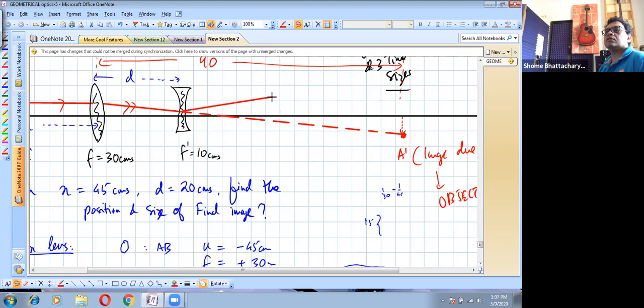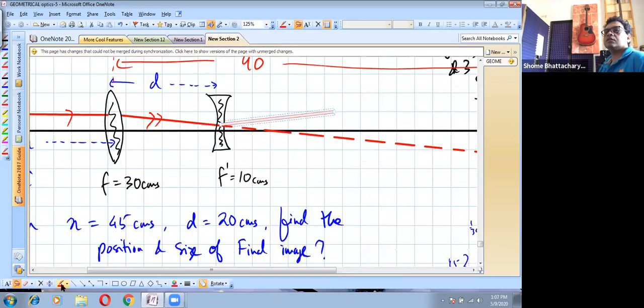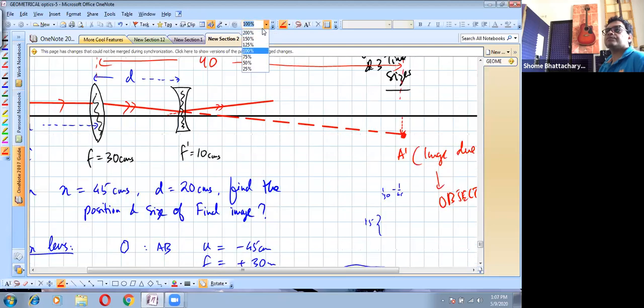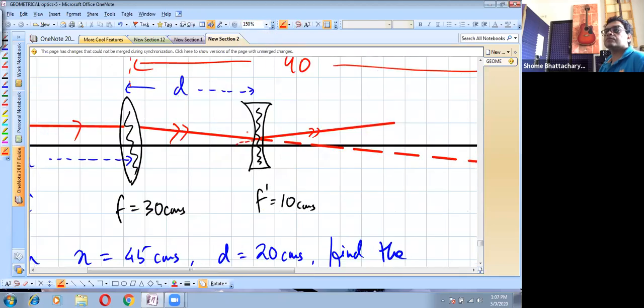Somewhere like this, so that the final image is going to be formed. Remember, there are going to be other things also, so it's not just this ray. The image will be somewhere here. Produce this back and there'll be some other ray. So the final image will be somewhere over here.